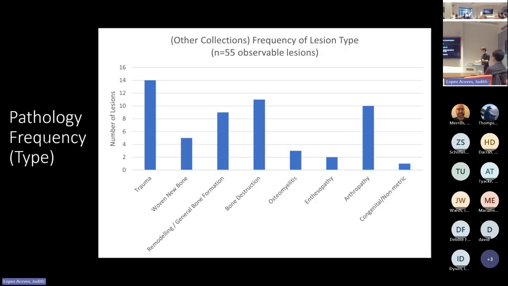When looking at the frequency of certain lesion types, there are two ways to sort the data out: by the lesion types themselves and by where these lesions appear in the skeleton. When looking at the former, we get a chart that looks like this.